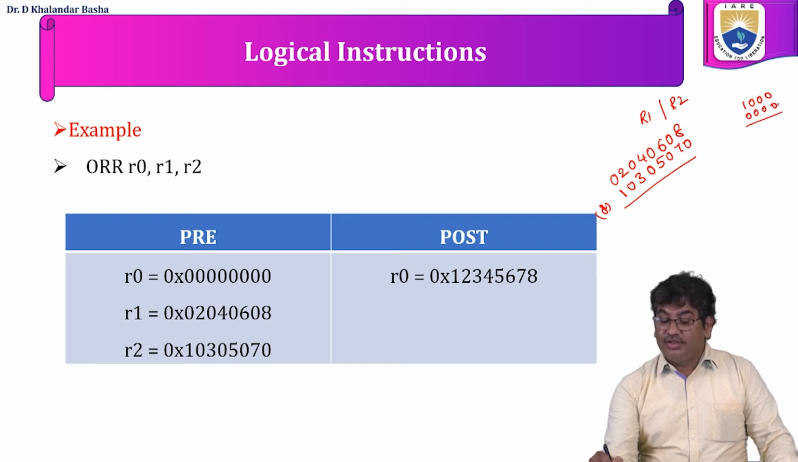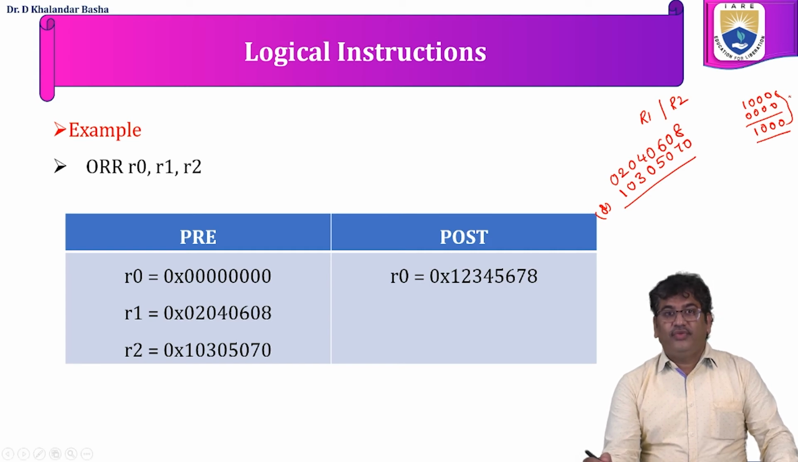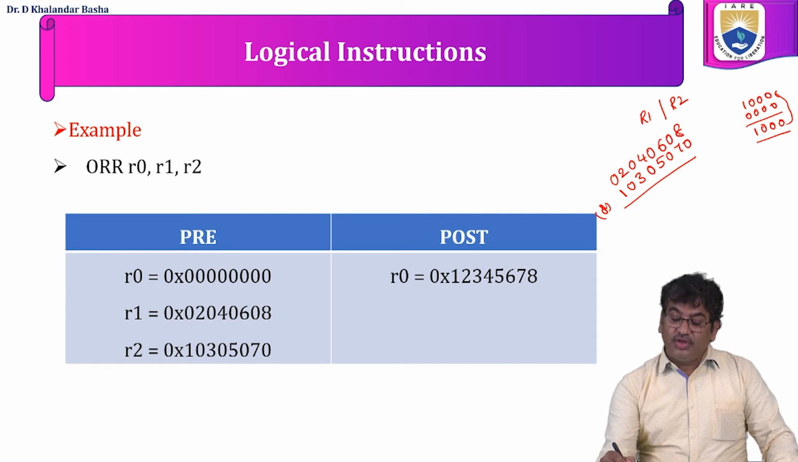Now 0 OR with 0 will get 0. 0 OR with 0, 0. 0 OR with 0, 0. 1 OR with 0 will get 1, which is the same as the original. So whenever you OR any value with 0, it is going to produce the same value. So 8 OR with 0 will get 8.